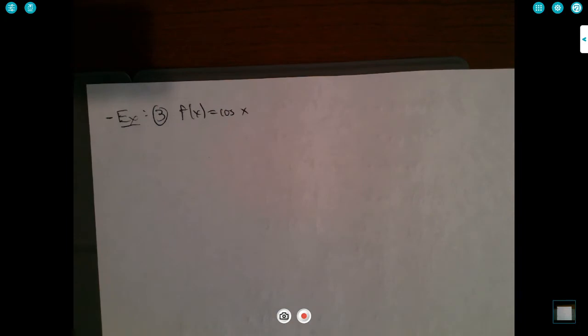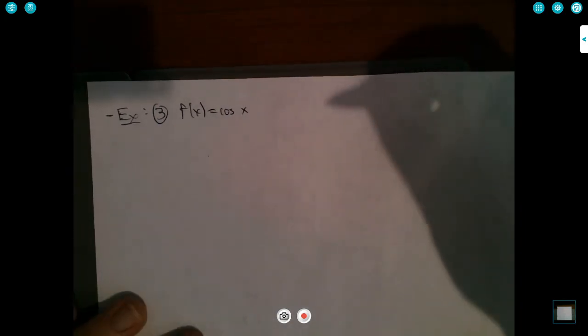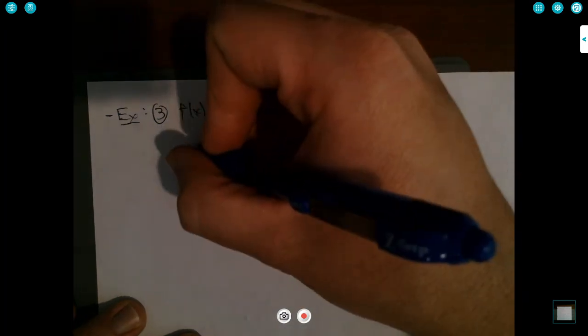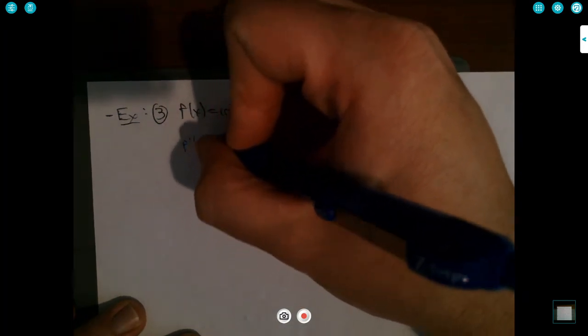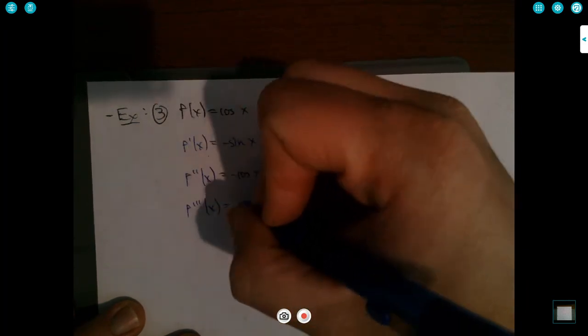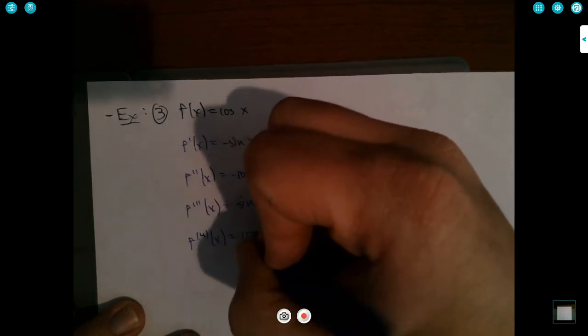Let's do this one, and then we'll talk a little bit. Okay, so same thing, right? We've got to take a bunch of derivatives. F prime of x here is going to be negative sine x. F double prime is going to be negative cosine x. F triple prime is going to be sine x. And then f, the fourth derivative, we're going to be back to cosine where we started.